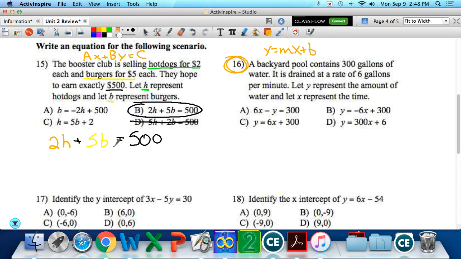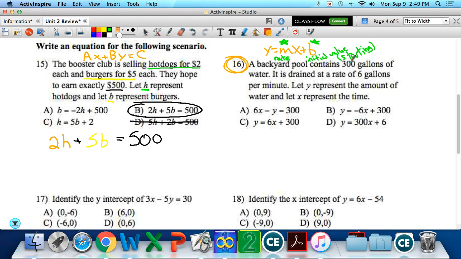On to number 16. We read through. A backyard pool contains 300 gallons of water. It is drained at a rate of 6 gallons per minute. Let Y represent the amount of water and X represent the time. Okay? So this would be kind of our independent-dependent sort of situation. But we're reading on through here, and we're looking with it in our mind that we're going to find a rate, which is otherwise known as a slope, and then we're going to find a y-intercept, which is kind of an initial value, like a starting point. So if you don't like initial value, think of it as starting point.